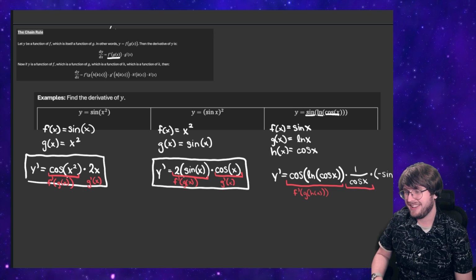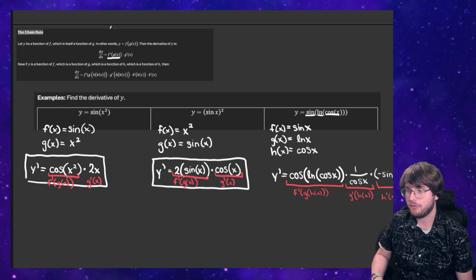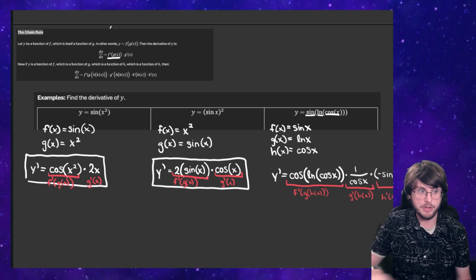This one is g prime of h of x. And then finally, this one is just h prime of x by itself. So again, we're just following the chain rule explicitly there.